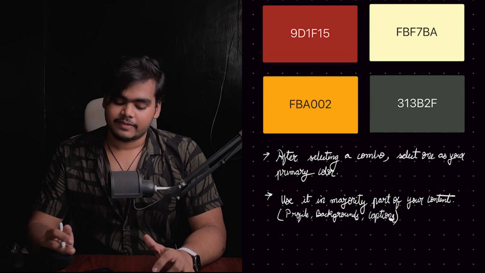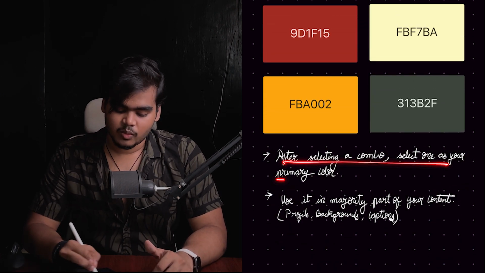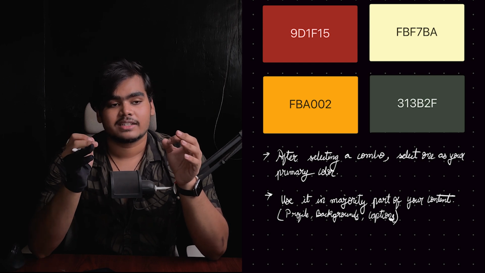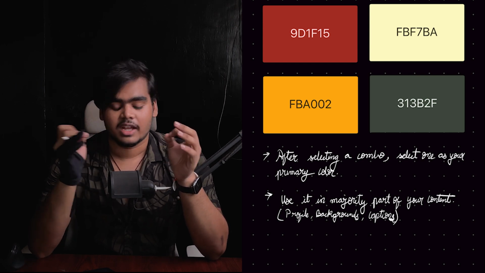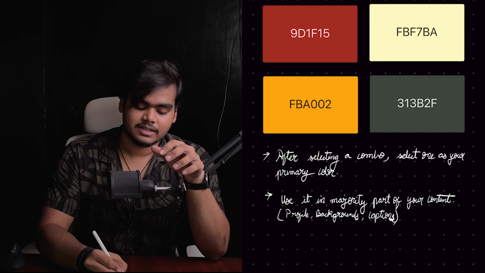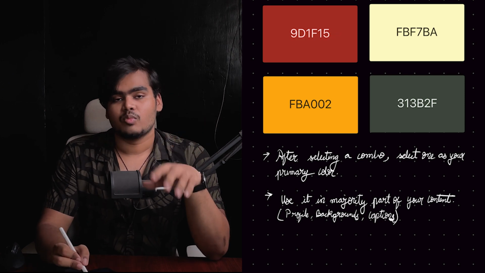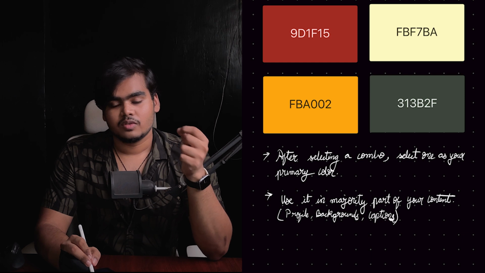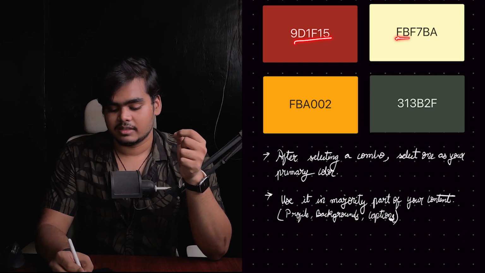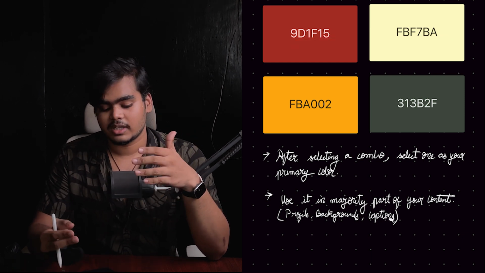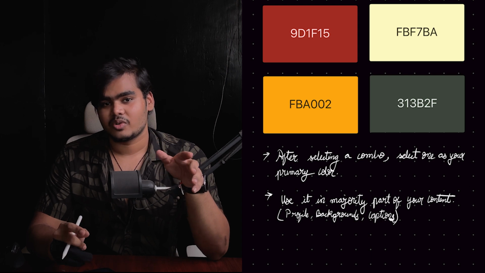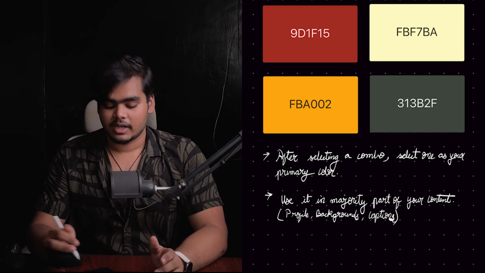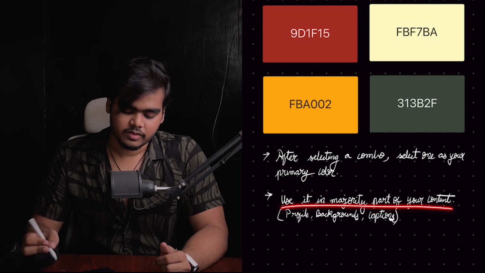Yeah. So after selecting a combo, I need you to select one color as your primary color. What I mean by that is that if I select red as my primary color, then most of my videos should look red. I mean to say that you will use red more than the other color. So people should know that this guy uses this color more and his brand color is going to be red. You can use it in the majority part of your content.